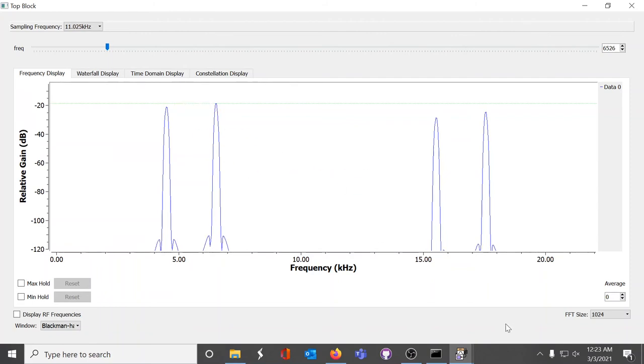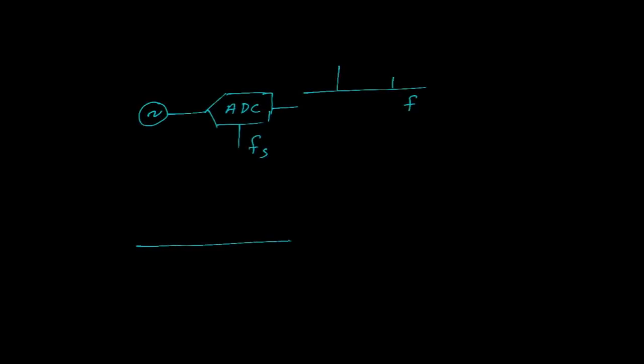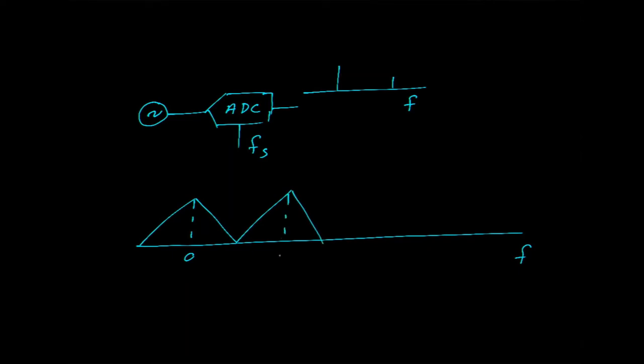Let's go back to the drawing board and see if we can find a way to sketch this graphically. When everything is good, we have a spectrum that looks like this. Here's our zero. The second triangle is centered at the sampling frequency. The third triangle is centered at 2 times the sample frequency. And of course, that continues on forever. In the simulation, we placed a tone here. We called it f sub m. It was replicated in these two positions as f sub s minus f sub m and f sub s plus f sub m. And we called this good.